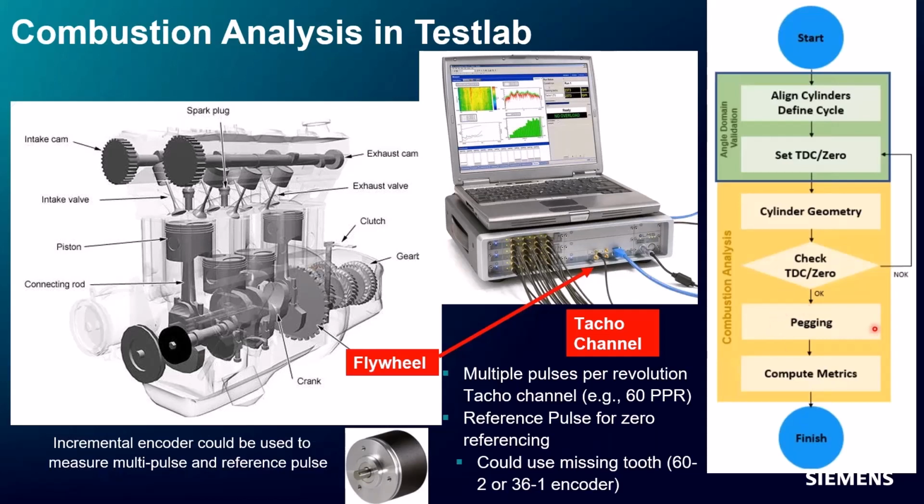And finally, once we have a good TDC measurement, top dead center, and we have done pegging, then we can use this data for computing these combustion metrics. That is the overall flow of how things are going to work for combustion analysis. Right, Pete? That's right, Raj.